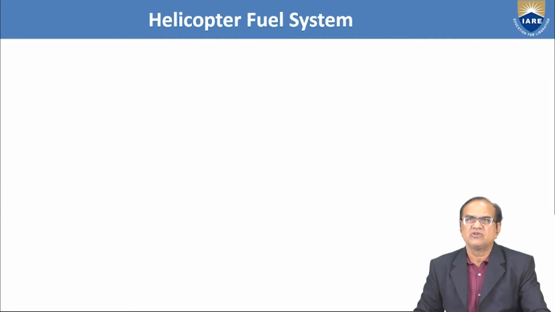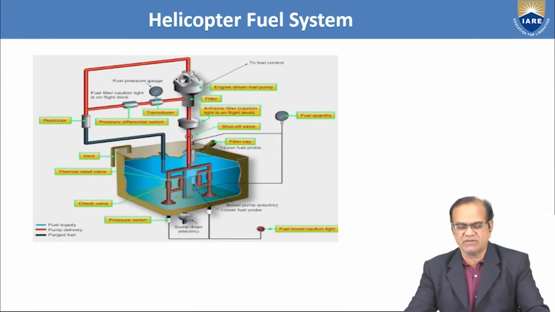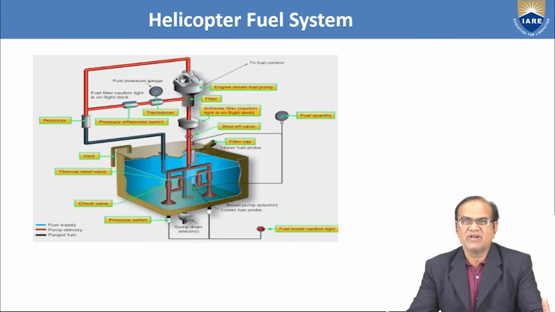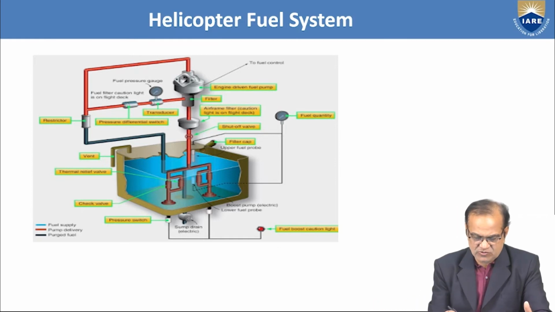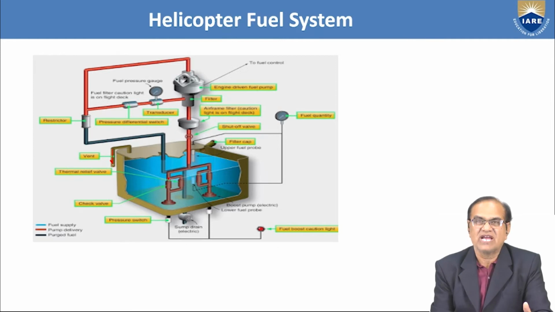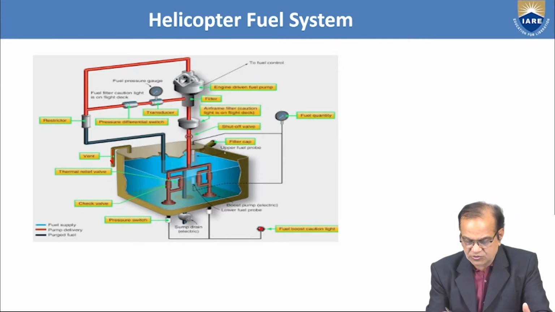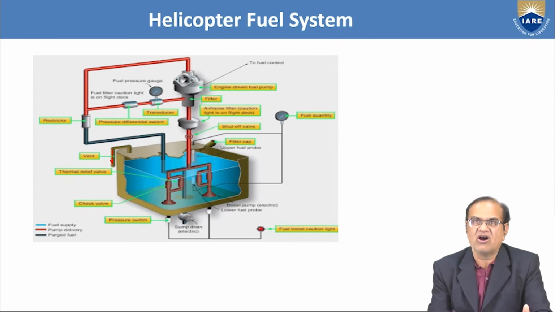Now I will talk about the helicopter fuel system. The helicopter is one of the simplest machines, and it has a tank. As you can see, this is the tank. Here we have the check valve, the pressure switch, the thermal relief valve, and the vent line, which makes sure that air is let out. Then it goes to the filler cap, then the shut-off valve, which turns the system on and off.